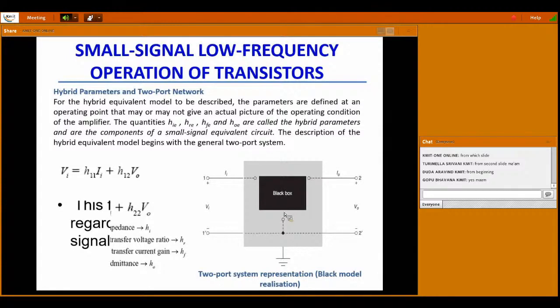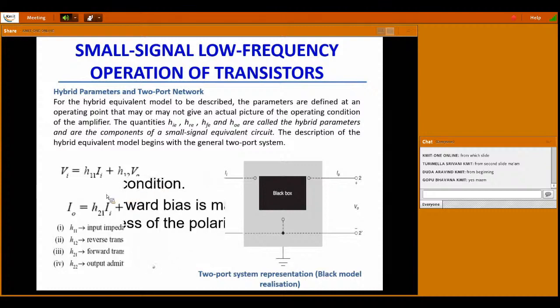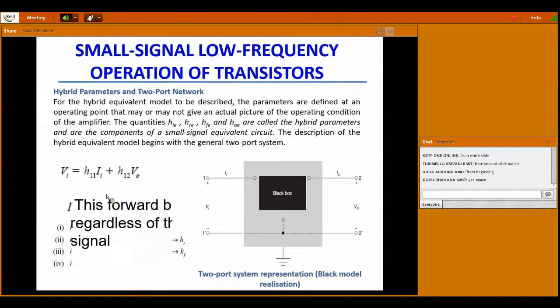So for each terminal, if I am taking a common, then we would have 3 configurations and 3 amplifiers: common base, common emitter, common collector. Now these H parameters, or the hybrid parameters, are derived based on the dependent sources and independent sources.